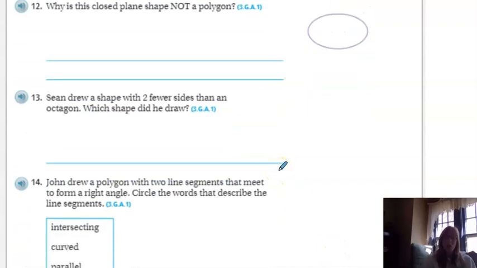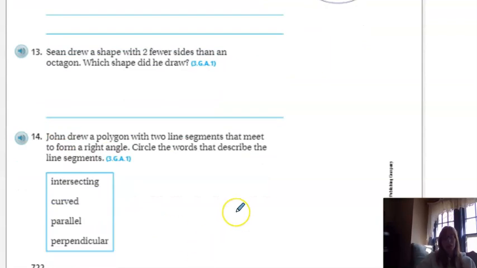All right, number 13. Sean drew a shape with 2 fewer sides than an octagon. So think about octa and what octa means, like octopus and how many legs an octopus has. Then think of an octagon, and the root word means 8. So if you draw a shape with 2 fewer, that would be 8 minus 2, and then the shape would be 6-sided, so it would be a hexagon because they have the X.